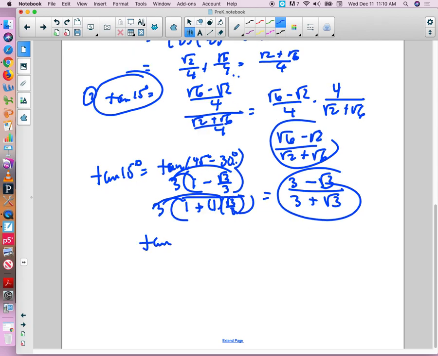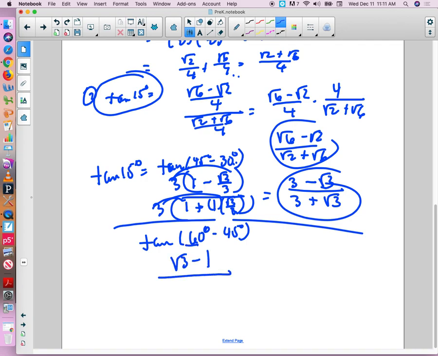If you'd been lucky enough to do tangent of 60 minus 45, which in a slower paced class we do more of these, I would instruct you not to use 30 if you don't have to for tangent, because the tangent of 60 is not a fraction. If I go tangent of A minus tangent of B over 1 plus tangent of A times tangent of 45, which is 1, I was good to go.